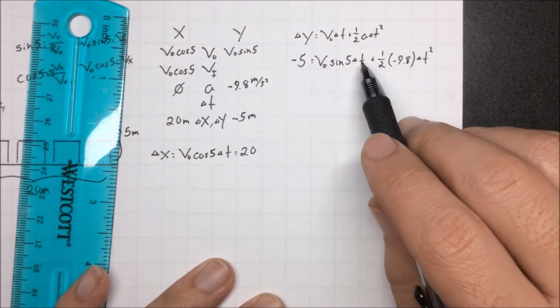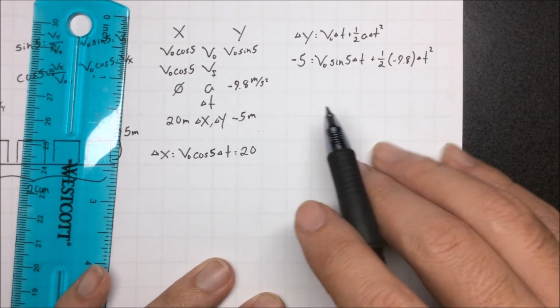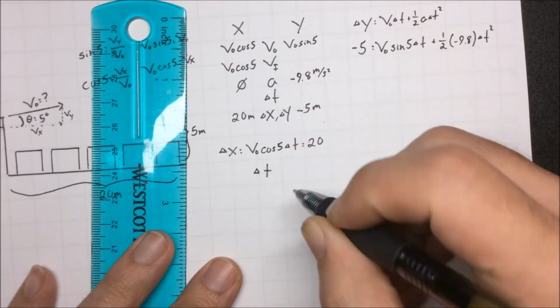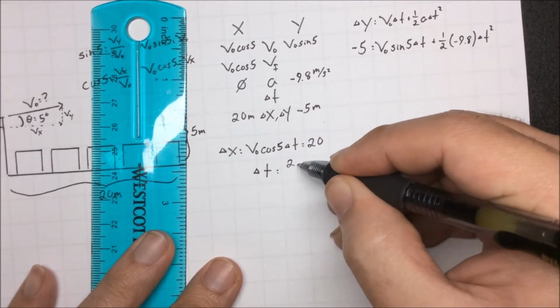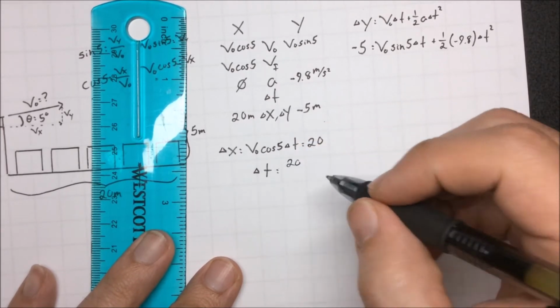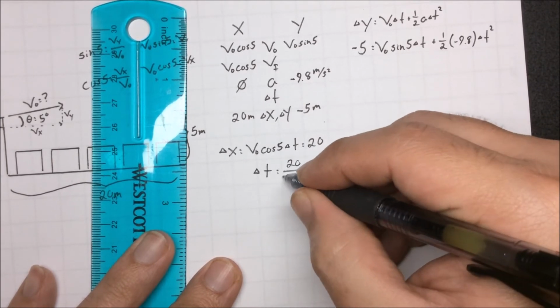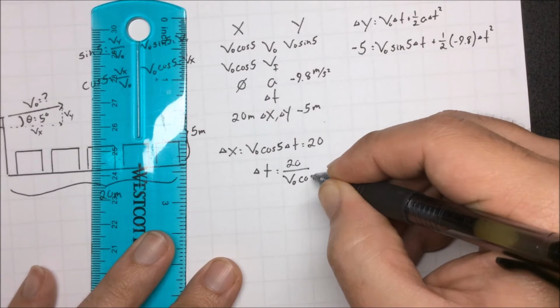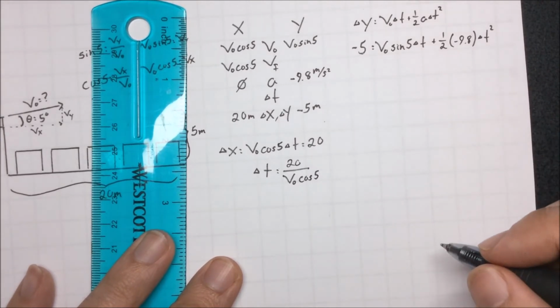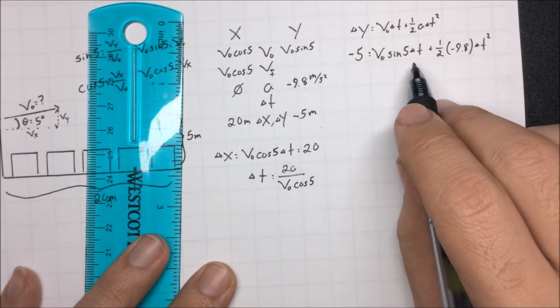What we're going to do is replace this t with t over here. So I'm going to move stuff over. t is equal to 20 divided by this stuff. This stuff is all multiplied. I need to move it over, so I'm going to divide. Divided by initial velocity cosine of 5. Okay? And we're going to use that and plug it in right over here.